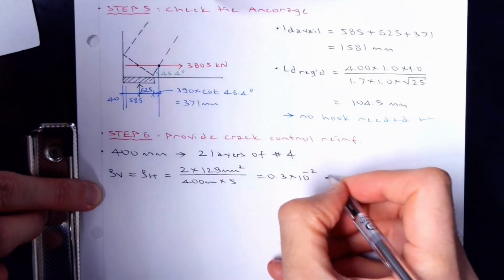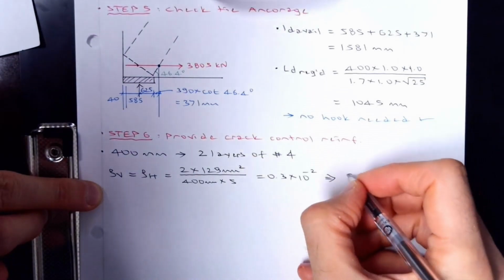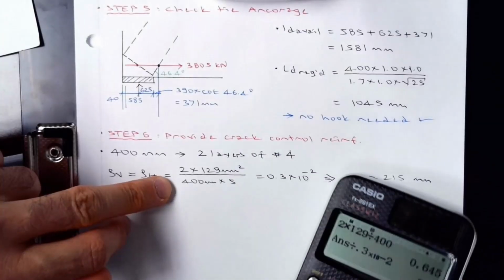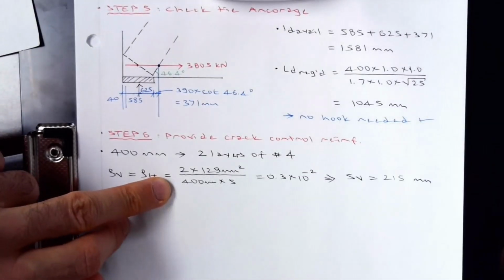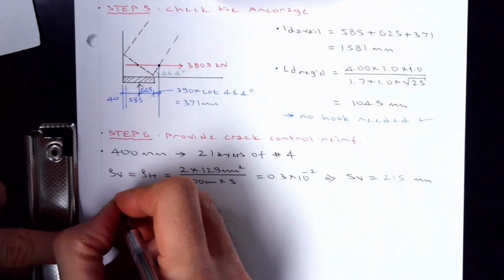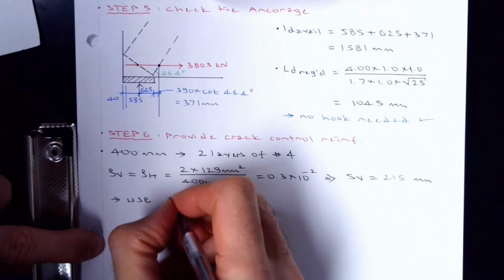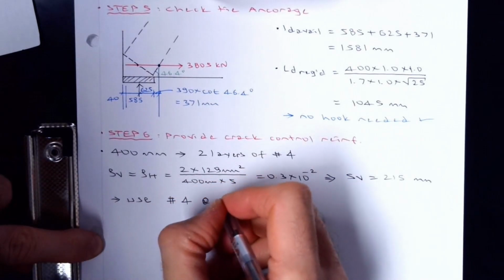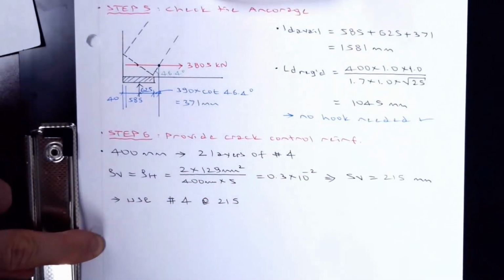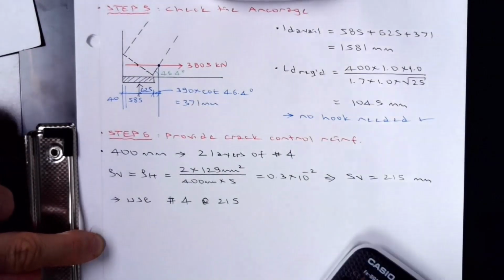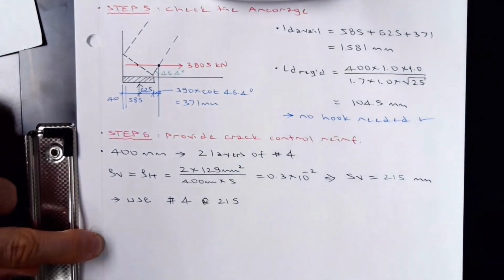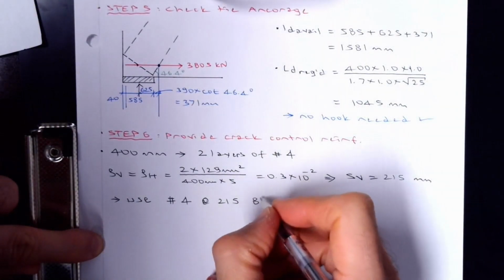0.3%. So if you calculate spacing, 215. Yeah. Use number 4 at 215, which is 8 inches.